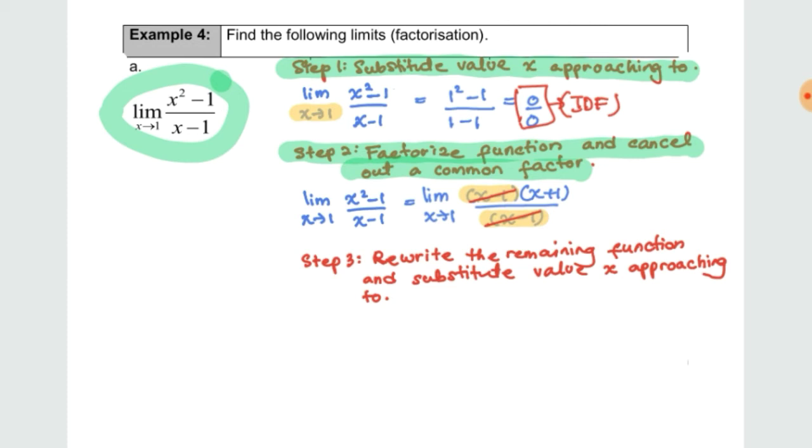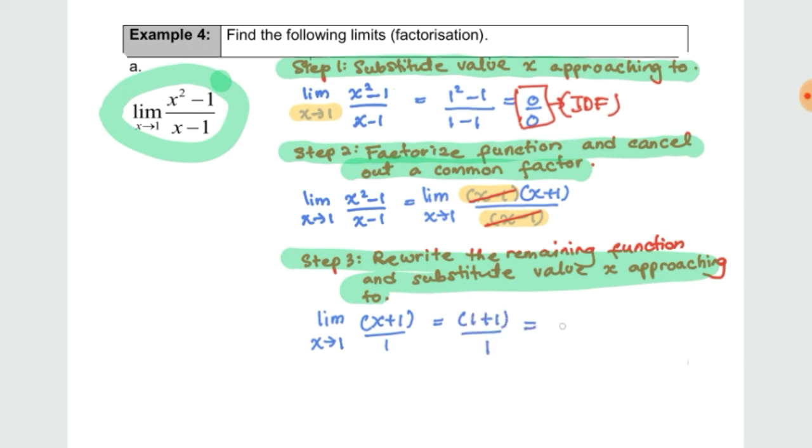After that, for the remaining function, in step number 3 here, rewrite the remaining function. So the remaining function here is limit x plus 1 over 1, x approaching 1. And then we can substitute the value x approaching 1. So 1 plus 1 over 1. So the final answer we get is 2.